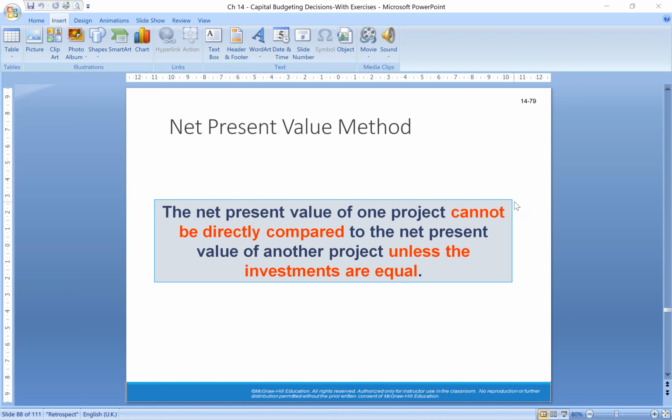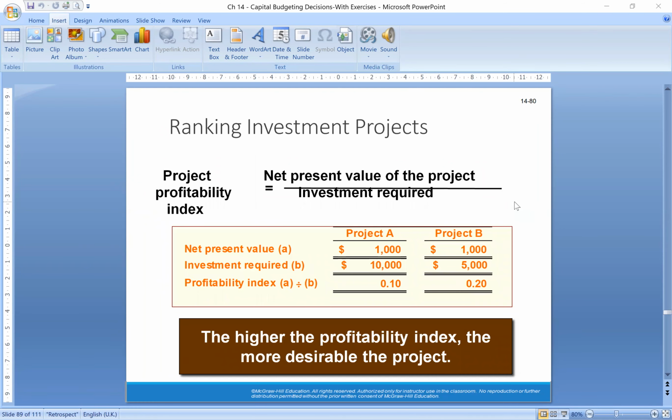Look at this example. We have a net present value for project A, 1,000. For project B, 1,000. But the investment required for project A is 10,000. For project B it is 5,000. So can we depend on the net present value? No, because the investments are not equal in this case. So we will use something called the profitability index. Profitability index. This is a very simple topic.